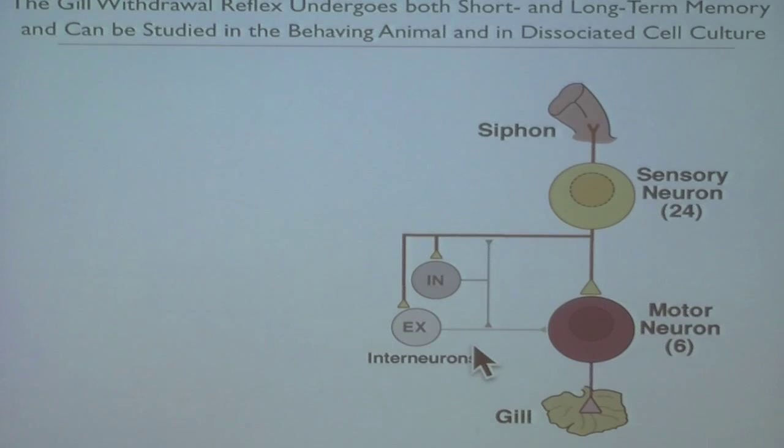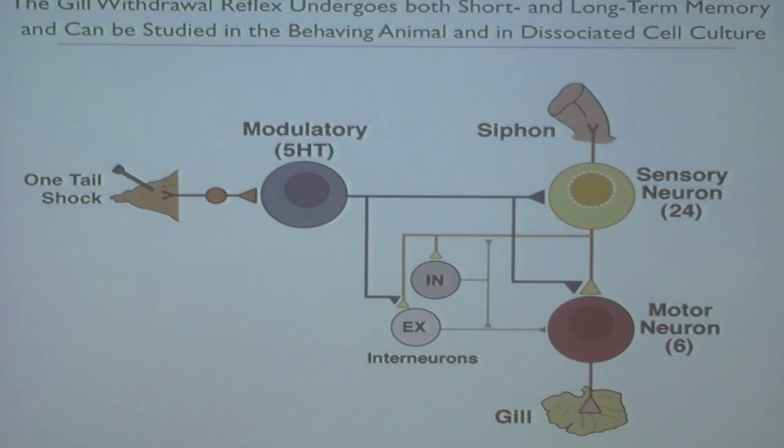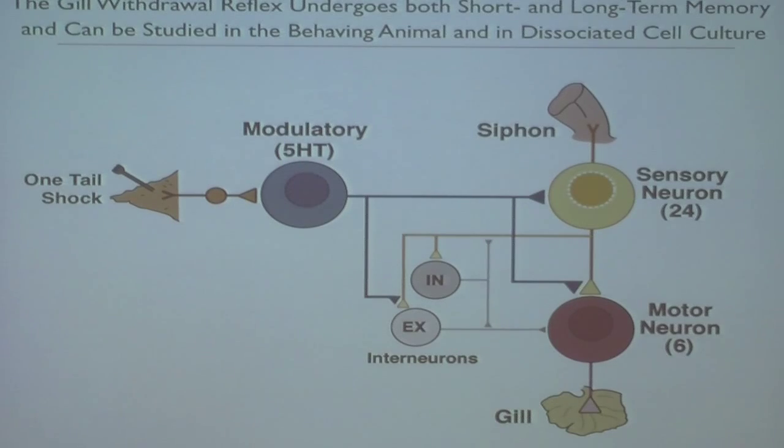What happens when you stimulate the tail? You activate modulatory systems, in which the most important is serotonergic. It acts on the sensory neuron, including its presynaptic terminal, and acts to strengthen the connections between the sensory neurons and the motor neurons. If you give a single tail shock, you get a transient strengthening, lasting minutes to hours, functional strengthening, due to covalent modifications of pre-existing proteins. But if you give repeated tail shocks, you activate gene expression and you have the growth of new synaptic connections.